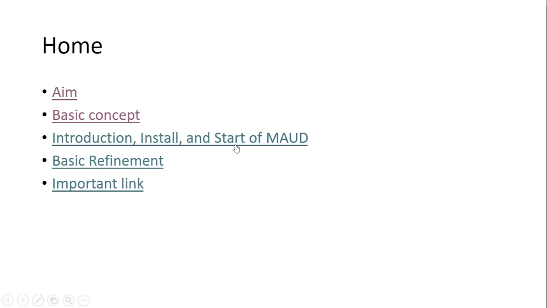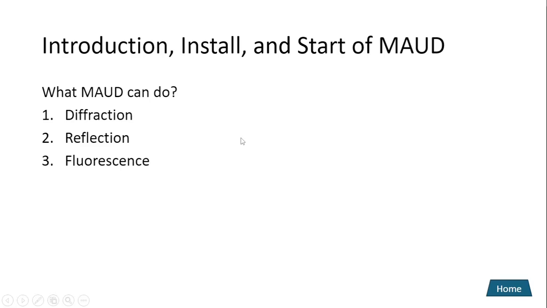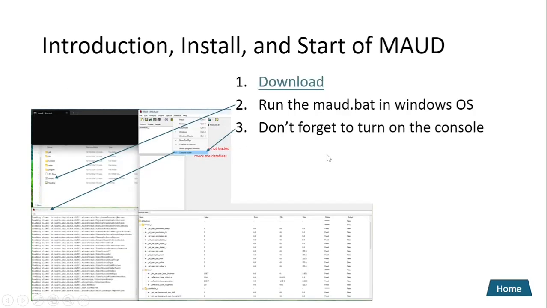Okay, let's start with Maud. First, Maud can do many things: diffraction, reflectivity analysis, fluorescence, but we will focus on the diffraction. And to run Maud, it's very simple. Just download it from the source. It can be from GitHub directly, or from Google Drive or OneDrive, and then you can run Maud in the Windows operating system. You have to start the file called maud.bat, and then we can do it now.